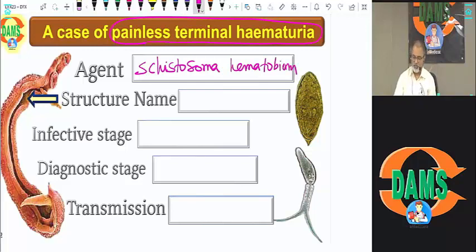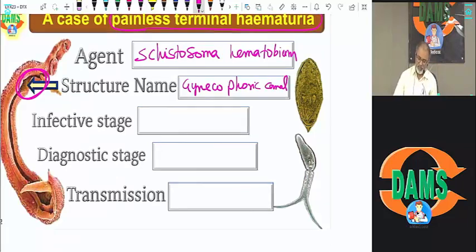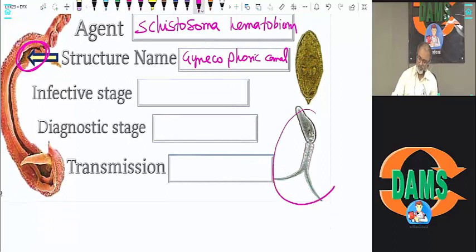Schistosoma hematobium. What is the name of the structure seen in men? Male worm: gynecophoric canal. And listen to me carefully. What is the infective stage? Bifurcated tail, what is it called? Cercariae. Infective stage.